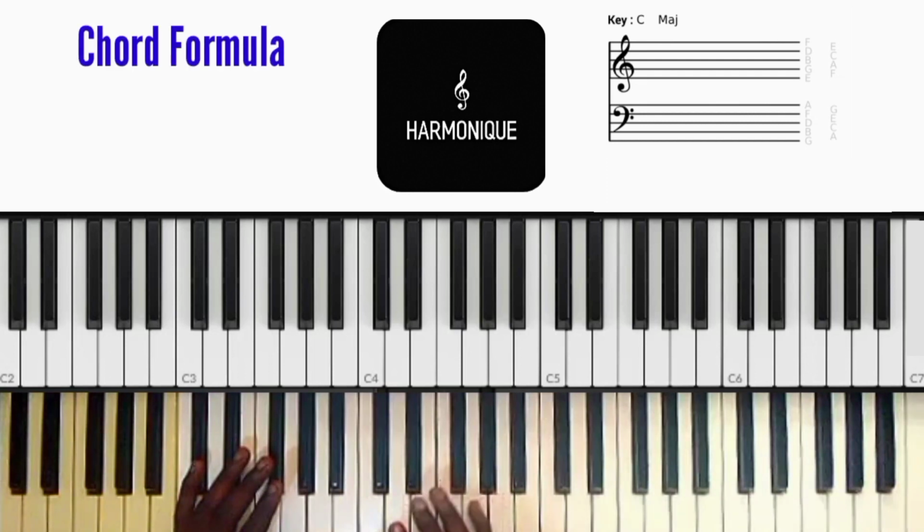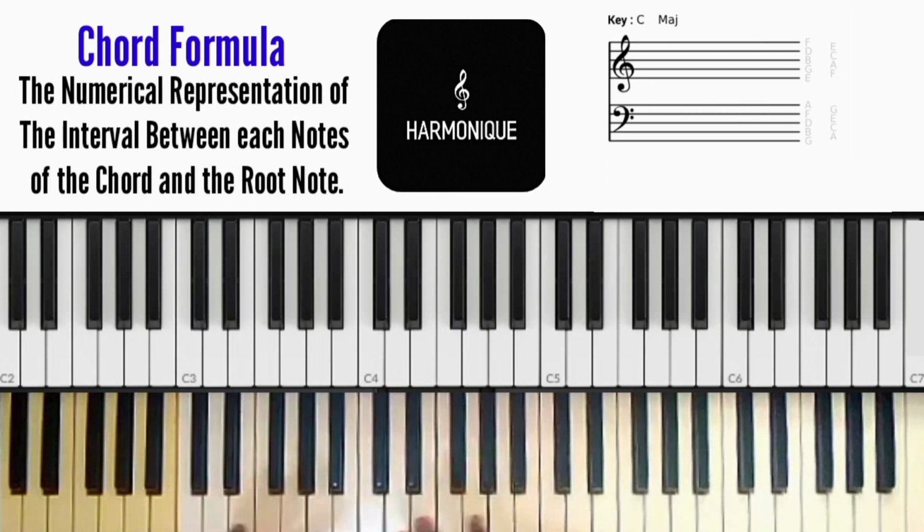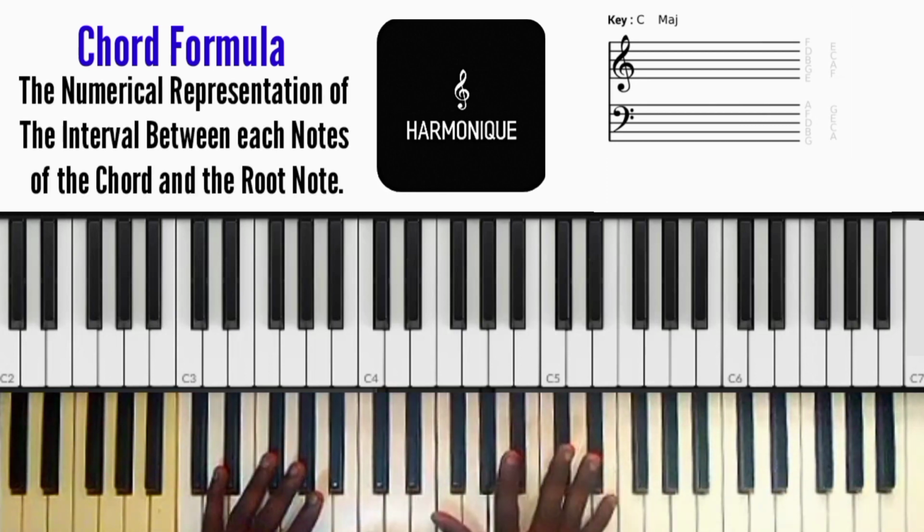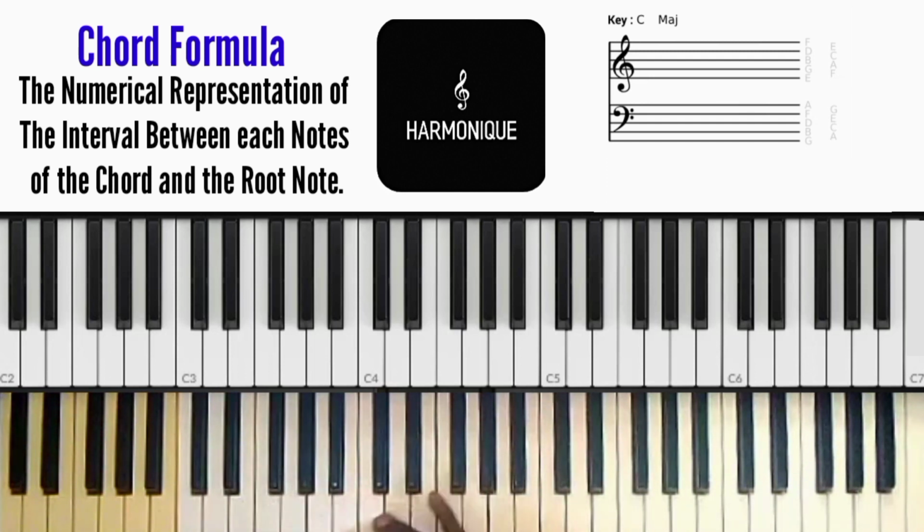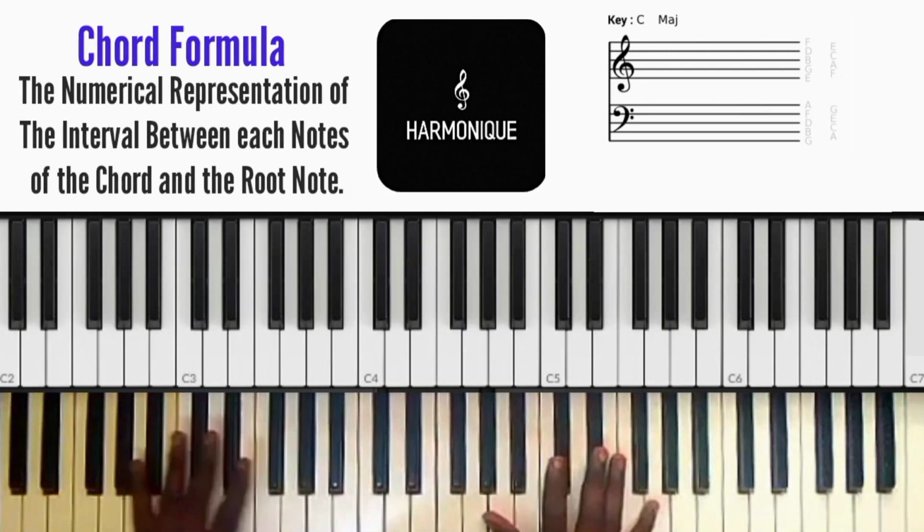Like scales, chords can be built from any of the 12 keys of the piano, and they are being derived using what we call chord formula. A chord formula is a numerical representation of the intervals between the individual notes of a particular chord and the root note of the chord. I say again, a chord formula is the numerical representation of the intervals between the individual notes of a particular chord and the root note of the same chord. When I say root note, I mean the note or key they are being built on, which can be any of the 12 keys as earlier said.